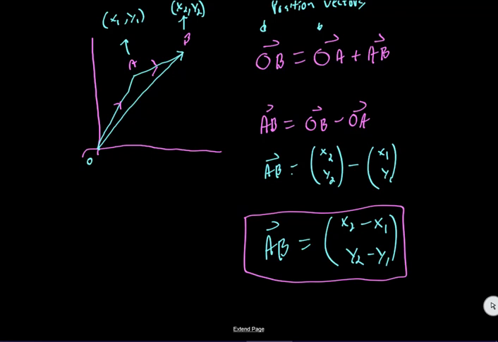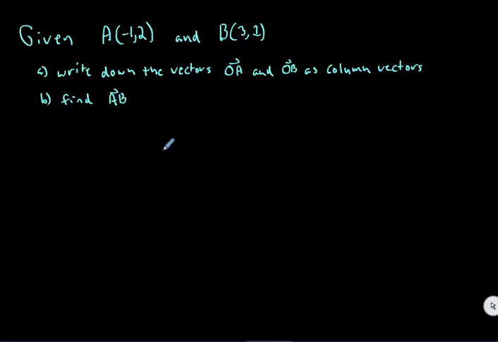next problem here. So if we look at this example here, and this would be in your book, this is example 7, right? Yep. I'm sorry, it's example 6. Example 6, my bad. So example 6. Good. So it says given points A is -1, 2, and B is 3, 1. Write down the vectors OA and OB.